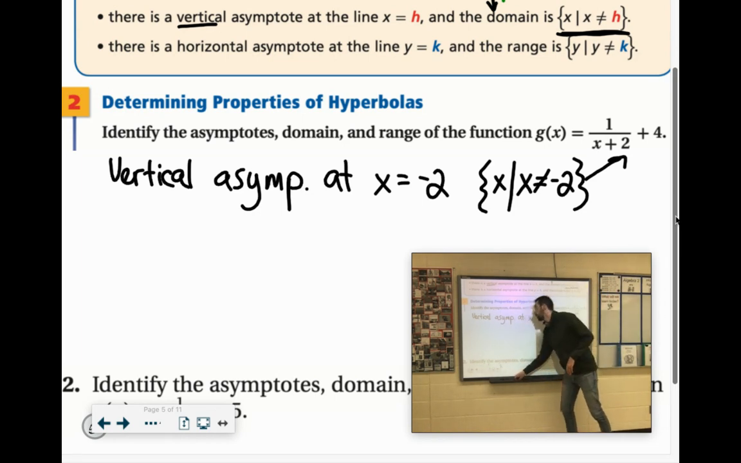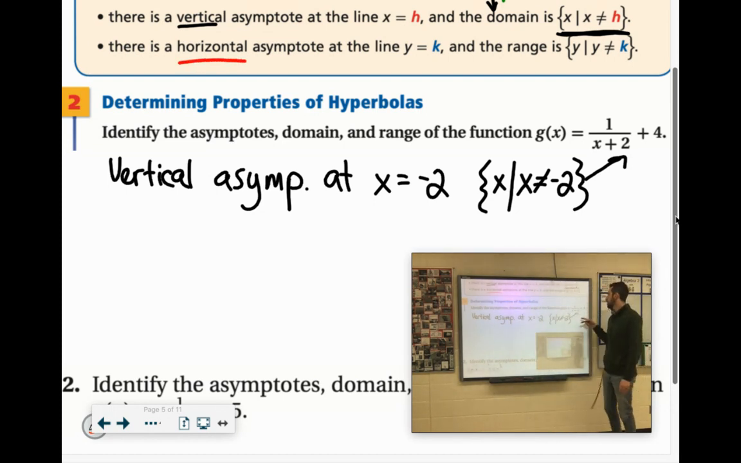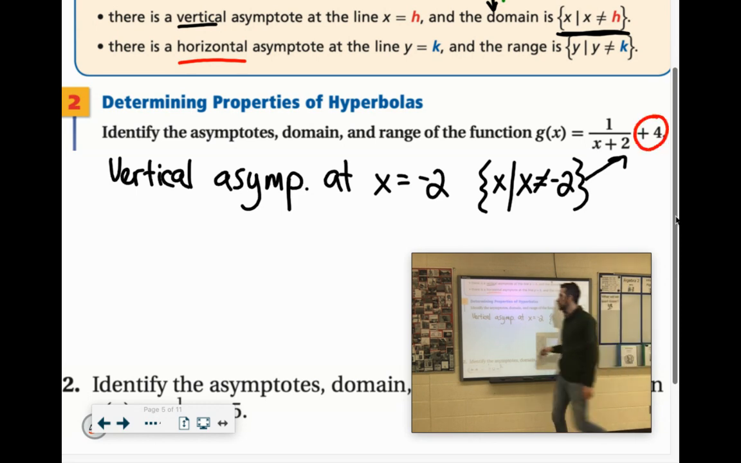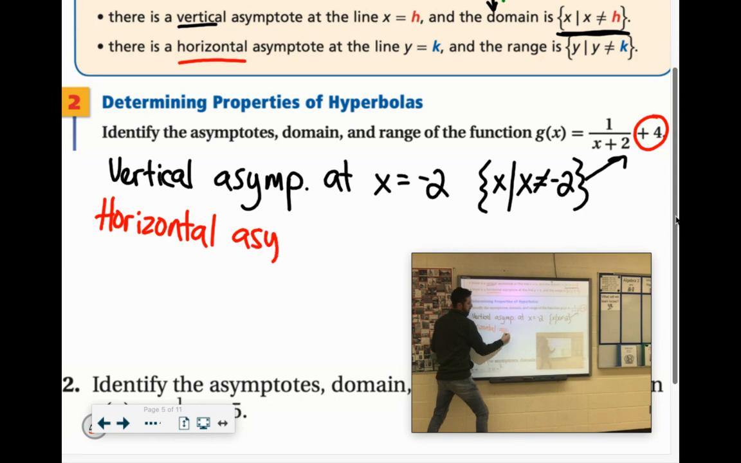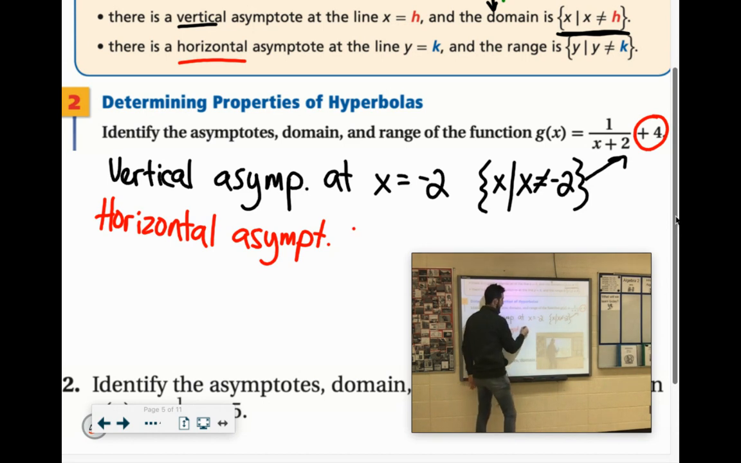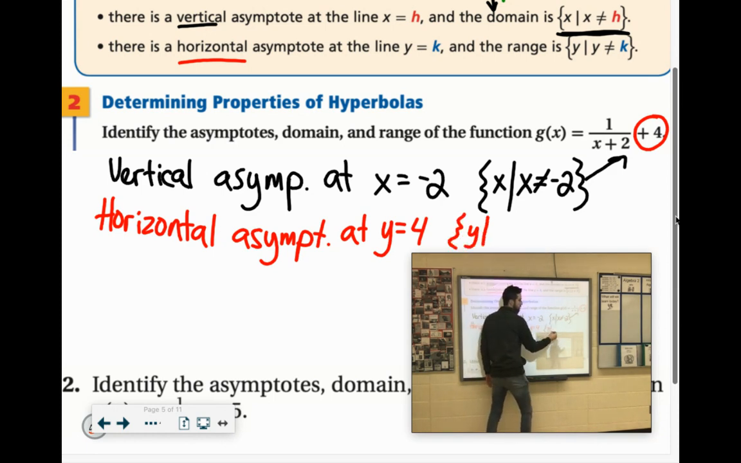As far as the horizontal asymptote, that is affected by the plus 4. So the horizontal asymptote is at positive 4, so at y equals 4. For the range, we will say y such that y does not equal 4. So y can be anything except for positive 4.